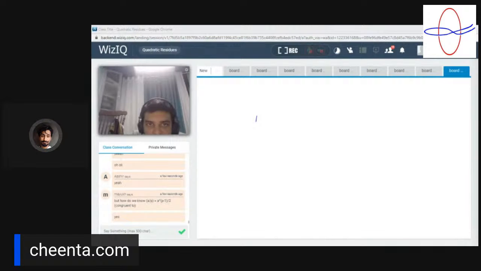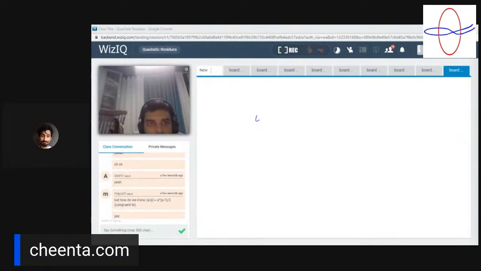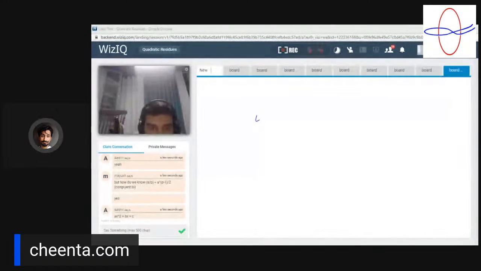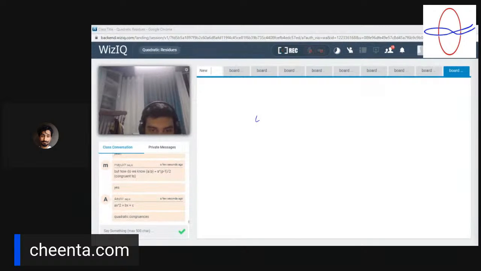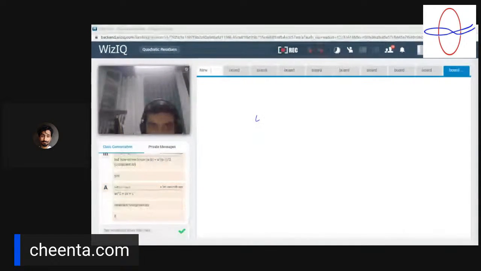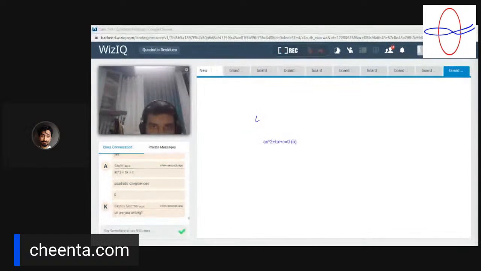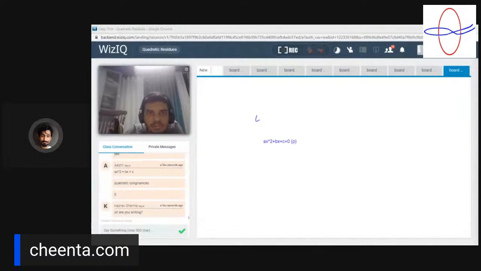So what I mean is that we have ax square plus bx plus c congruent to 0 mod p. Should I be able to see it now? Is this big? Maybe this is big.